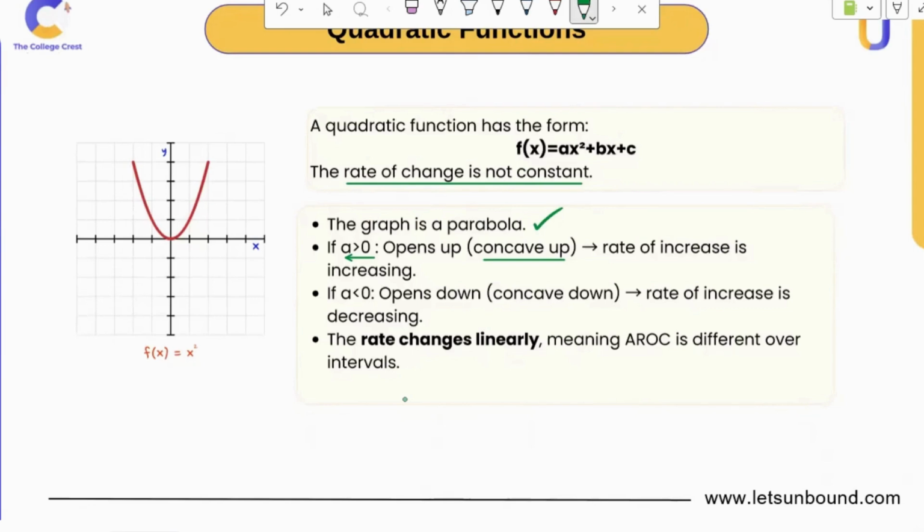If a is less than 0, it opens down, we will say concave down. Here, that means the rate of increase is decreasing. So it will be something like this. So if you find the rates from left to right, it will be in a decreasing manner.